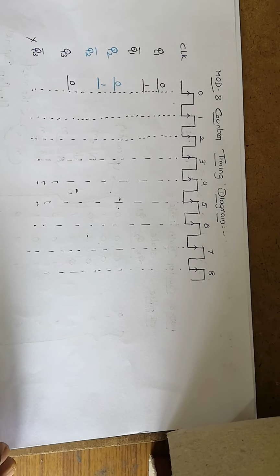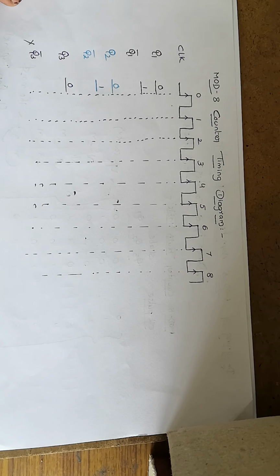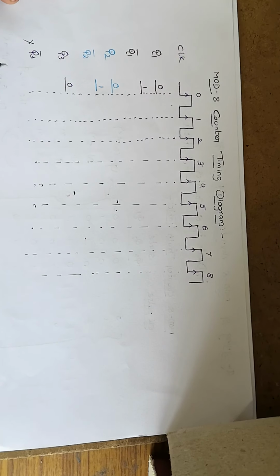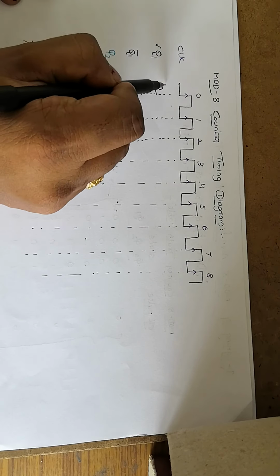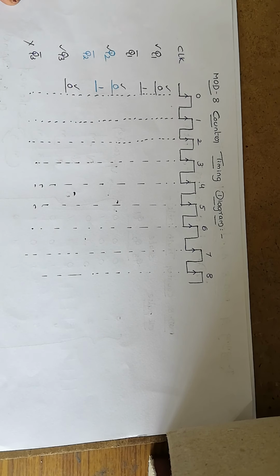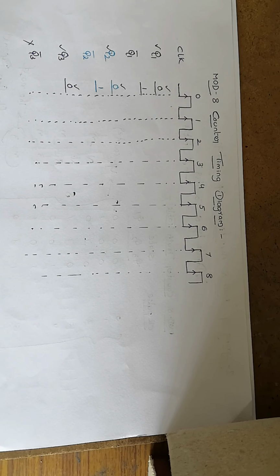Based on that phenomenon, look at this modulo 8 counter and its clock input. Initially I am resetting my counter, so that's why Q1 is 0, Q2 is also 0, Q3 is also 0. Why? Because it is in reset mode, so all outputs Q1, Q2, Q3 are in the 0 state.